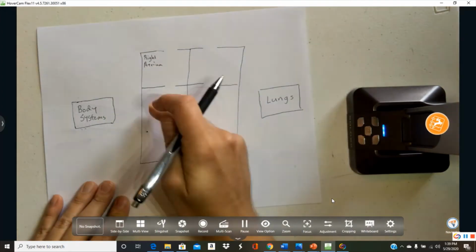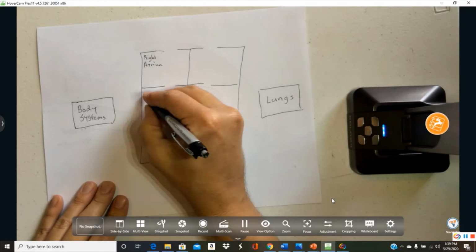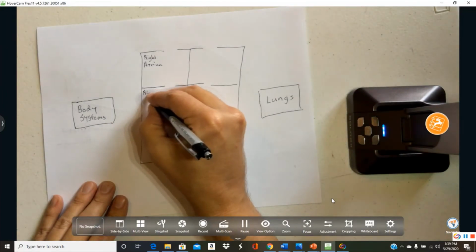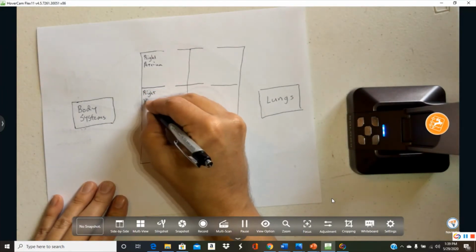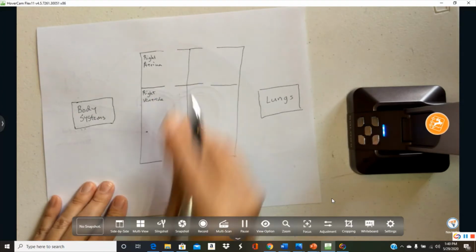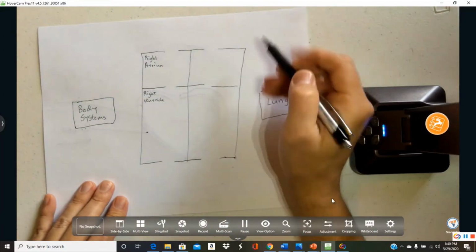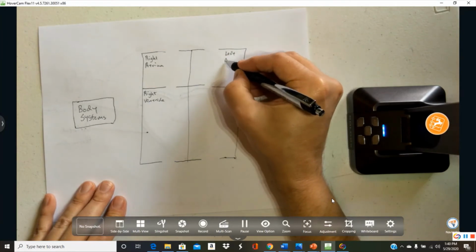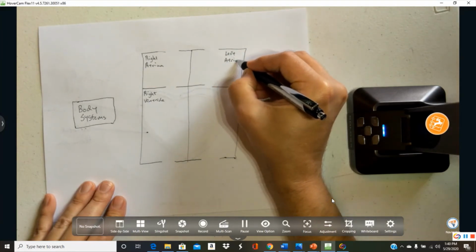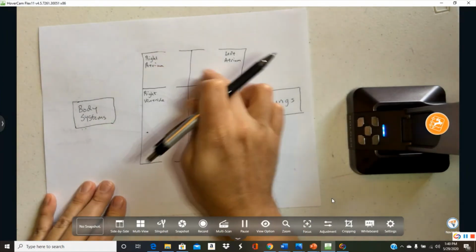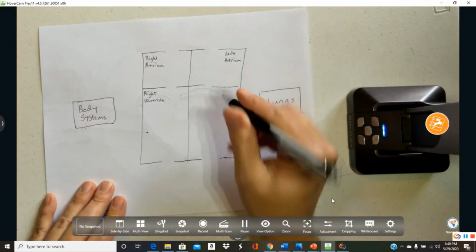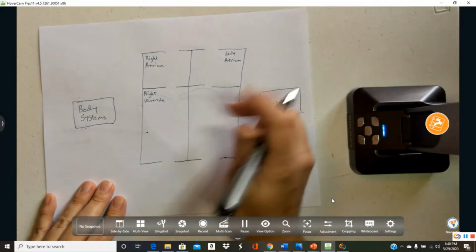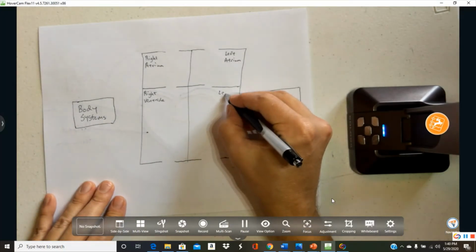And then down below it here, we're going to label this box the right ventricle. Then we're going to label this one here, on the left side of the heart, the left atrium, making a right and left atria, plural, atria. And then we have the left ventricle.